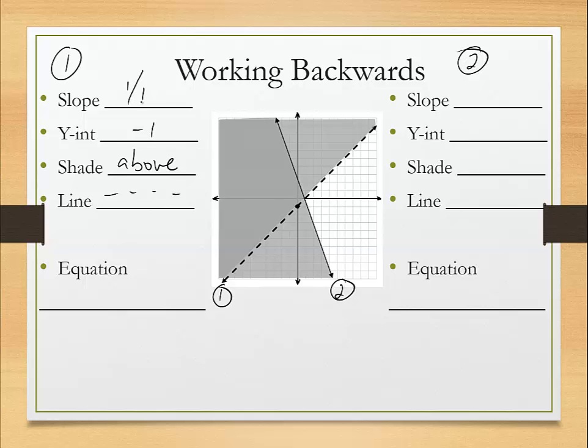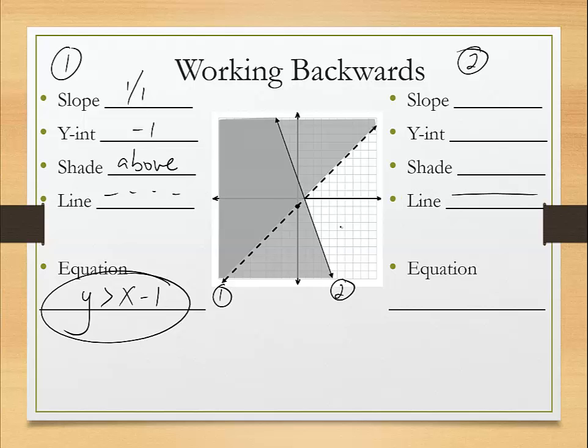So it's going to be 1/1. So let's make that equation. And what do all equations start with? They start with y. So put a y. And now let's find our inequality. Since it's a dashed line, it's not going to be equals to, and it's shaded above, so it's going to be greater than. So you're going to have y is greater than. Your slope is 1/1, so it'll just be x. And then -1 for your y-intercept. And that's your equation.